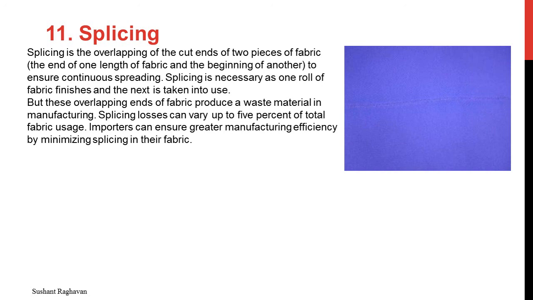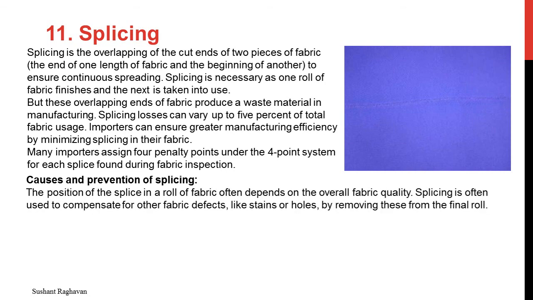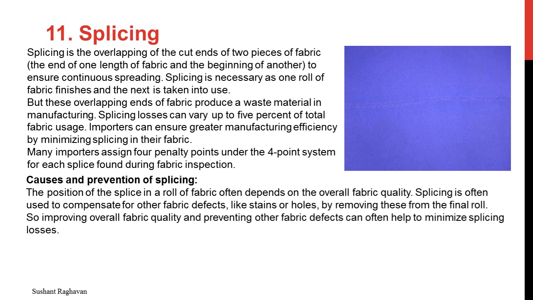Importers can ensure greater manufacturing efficiency by minimizing splicing in their fabric. Many importers assign 4 penalty points under the 4-point system for each splice found during fabric inspection. Causes and prevention of splicing. The position of the splice in a roll of fabric often depends on the overall fabric quality. Splicing is often used to compensate for other fabric defects like stains or holes by removing these from the final roll. So improving overall fabric quality and preventing other fabric defects can often help to minimize splicing losses.